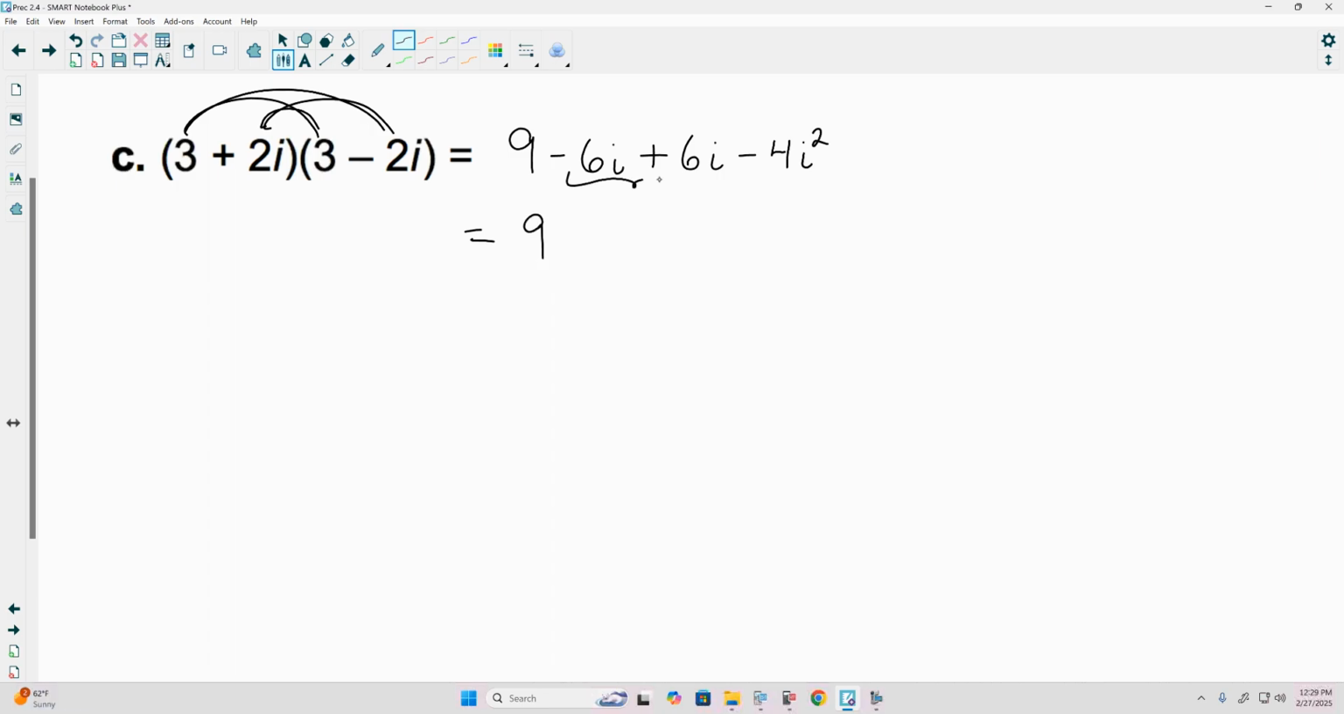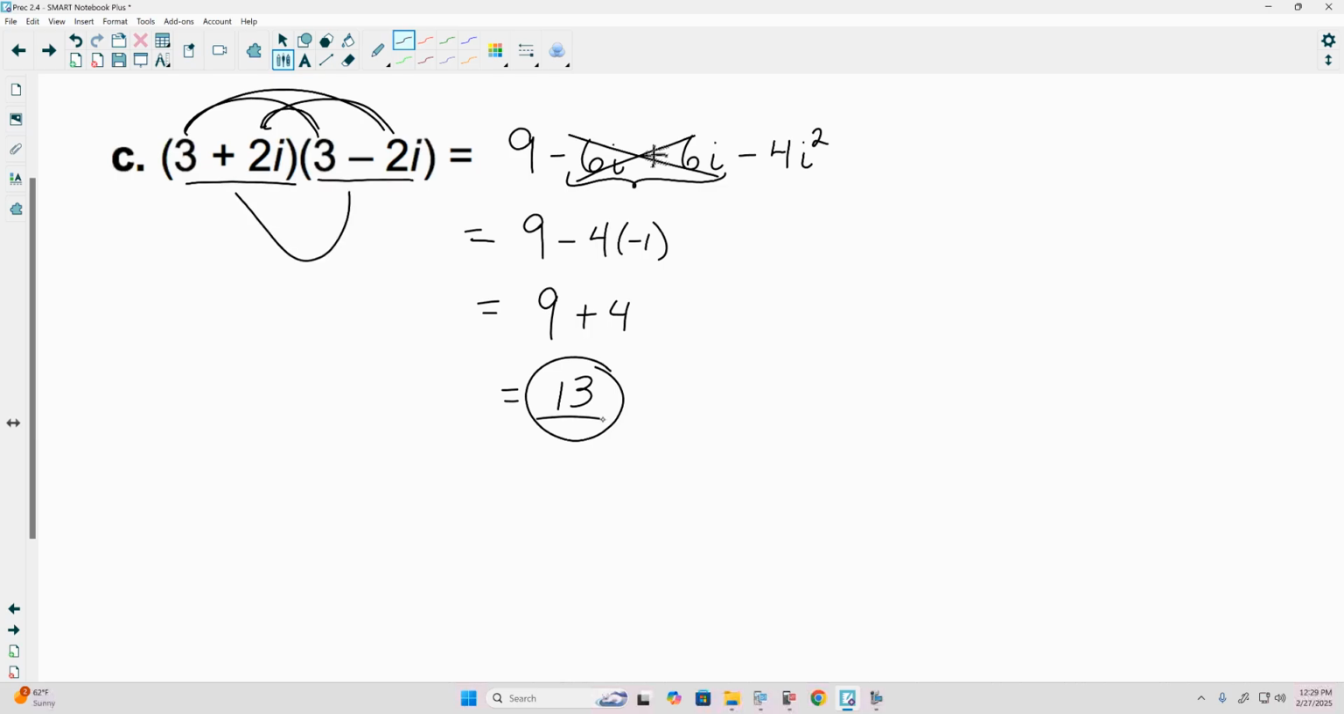Now we combine like terms. Negative 6i plus 6i is going to give us 0. i squared is going to be negative 1. Now our negative 4 times negative 1 is going to give us positive 4, telling us that this here reduces to 13. So here we multiplied actually by the complex conjugates. And when we multiply complex conjugates together, we will get a number that does not contain i.